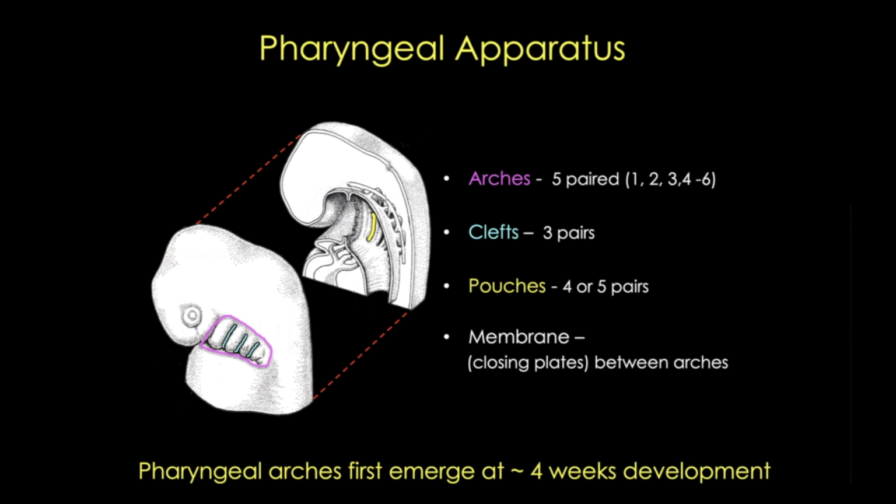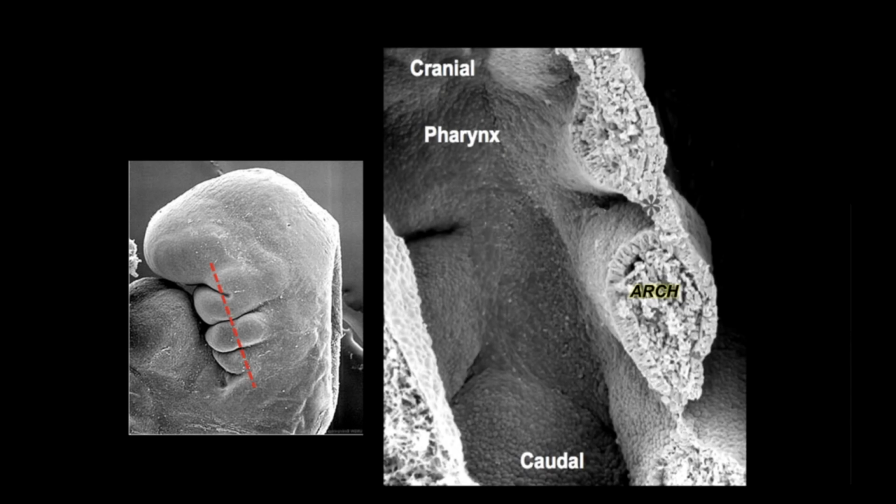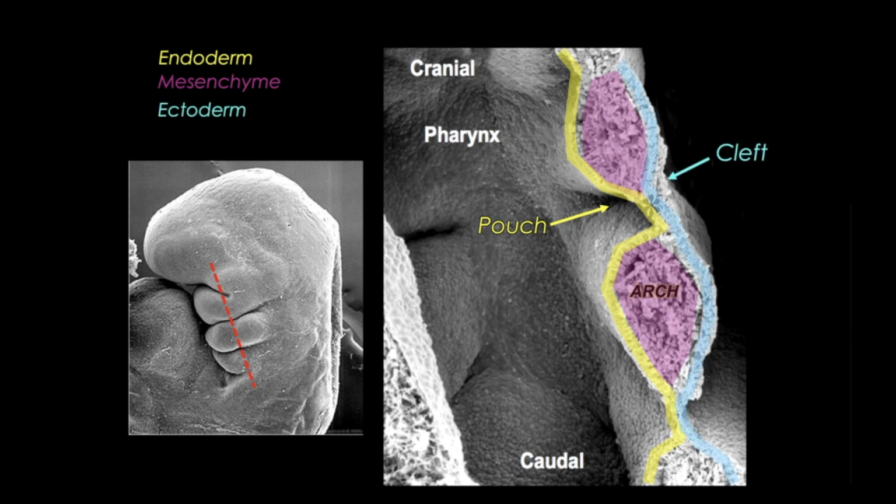If we take an electron micrograph of an embryo and we section it and look inside, we can see the floor of the pharynx. In yellow, we see the endoderm lining the pouches, like most of the gut. In the middle lies the purple mesenchyme. This is the arch proper. And on the outside, we see the blue ectoderm forming the clefts. And the closing membranes are where the endoderm and ectoderm meet with no mesenchyme in between.